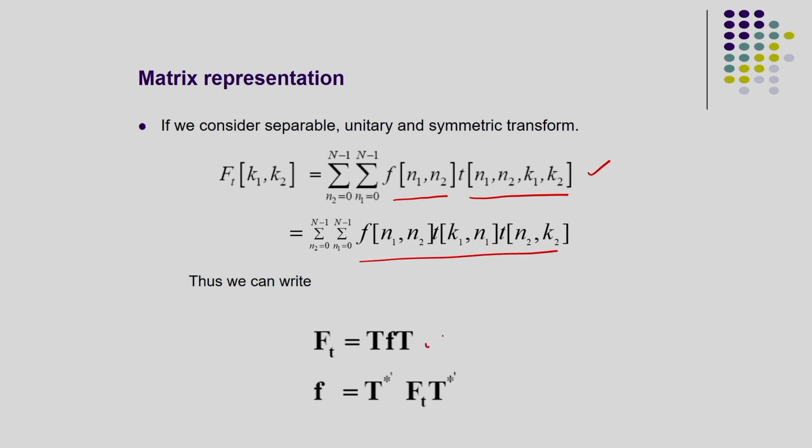So I can write this in the matrix form like this: F equals T f T. And what about the inverse transformation? This is my inverse transformation: T complex conjugate transpose, F, T complex conjugate transpose. That is my inverse transformation, because I am considering the unitary transformation.